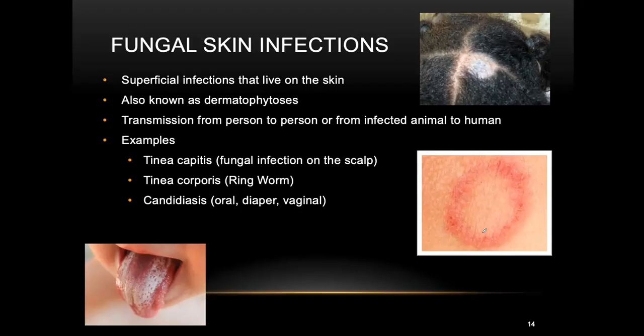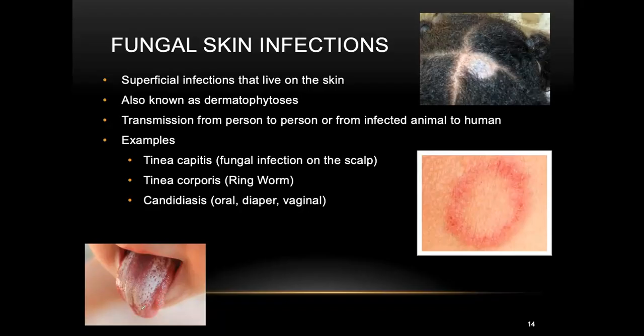This one here is considered ringworm. And this is capitis, so this is a fungal infection on the scalp. And this is a common one in our infants called thrush. It's basically yeast. The way that we diagnose and make sure that this is truly yeast instead of milk is that we get a gauze and we basically wipe their tongue, or it can be on the roof of their mouth. And if it doesn't come off, then we know that we're dealing with thrush.